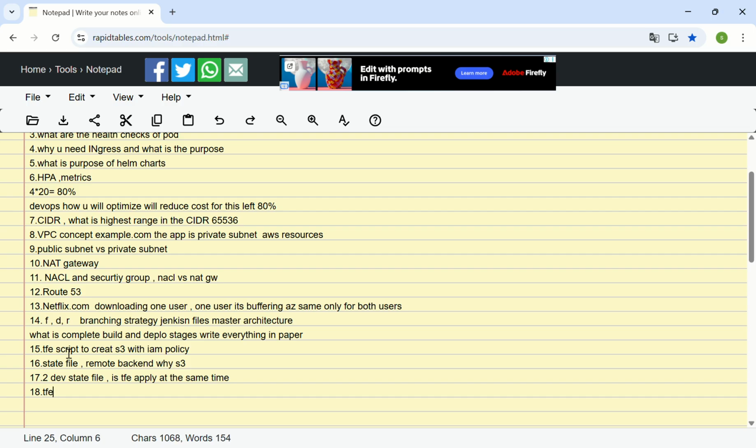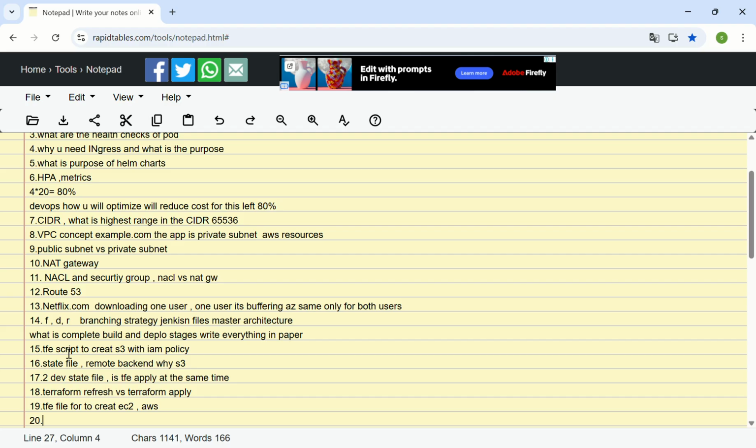Another one is about Terraform. I'm just mentioning the TFA shortcut, but there is no direct command like that. Terraform refresh versus Terraform apply differences, and then a Terraform file to create EC2. The EC2 resource provider is AWS only.